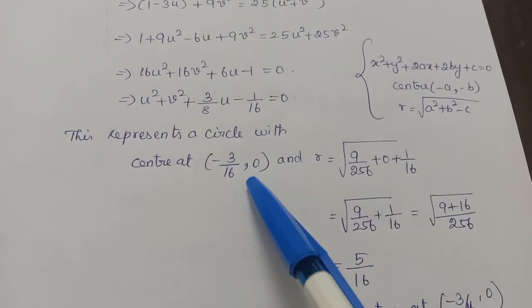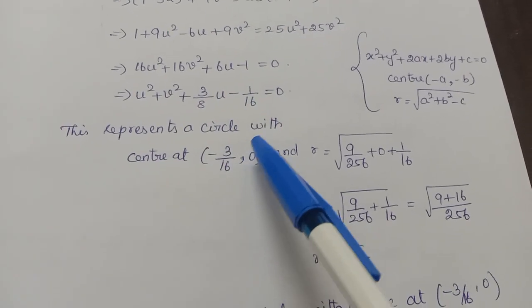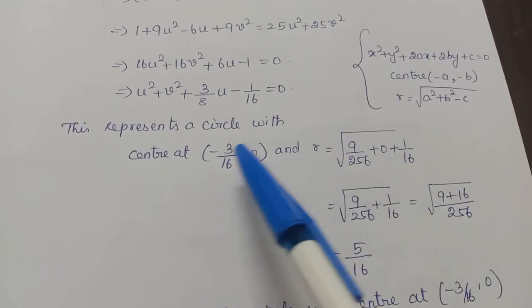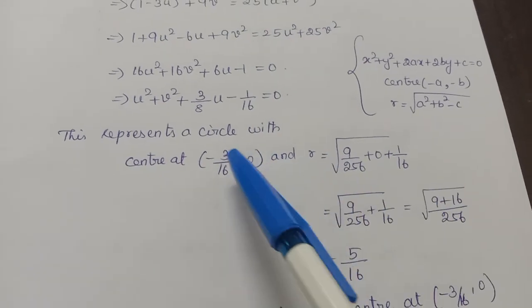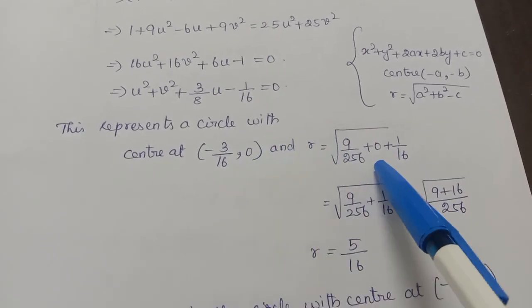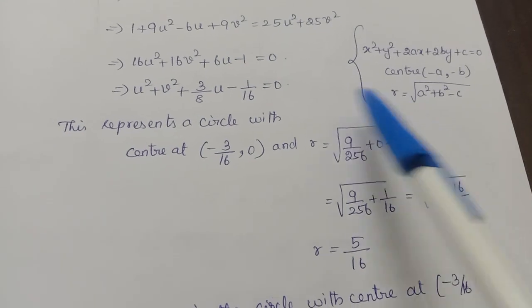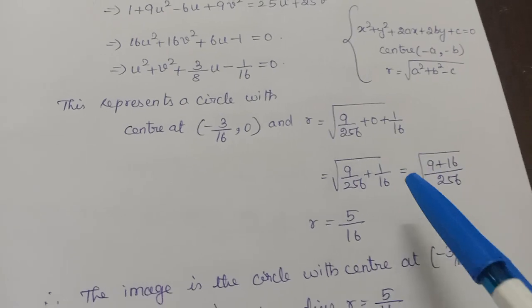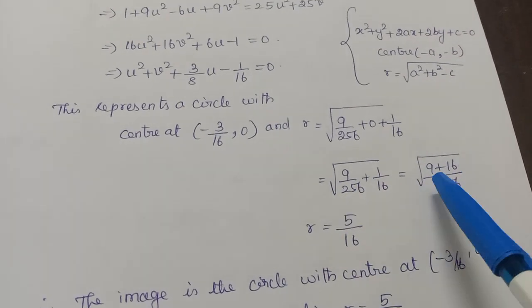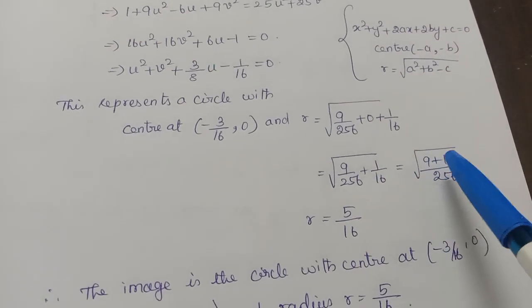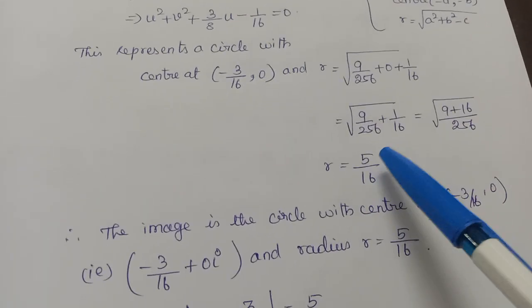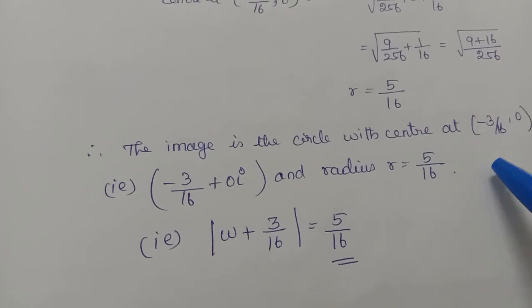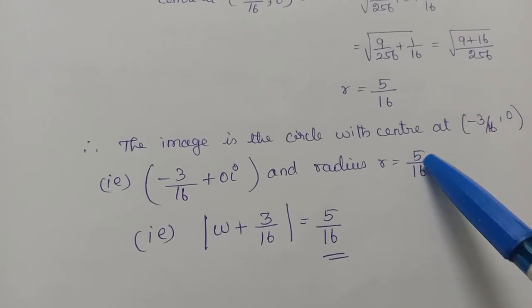So minus 3 by 16 comma. The v term is absent here, no? So that is 0. So this is the center of the circle: minus 3 by 16 comma 0. And radius equal to square root of a square plus b square. So a square is 9 by 256 plus 0 plus, sorry, minus this constant. What is this constant? Minus 1 by 16. So minus of minus will become plus 1 by 16. Now you take LCM. So square root of 9 plus 16 by 256, or root of 25 by 256. So it's simply 5 by 16. So the image is a circle with center at minus 3 by 16 comma 0 and radius 5 by 16.